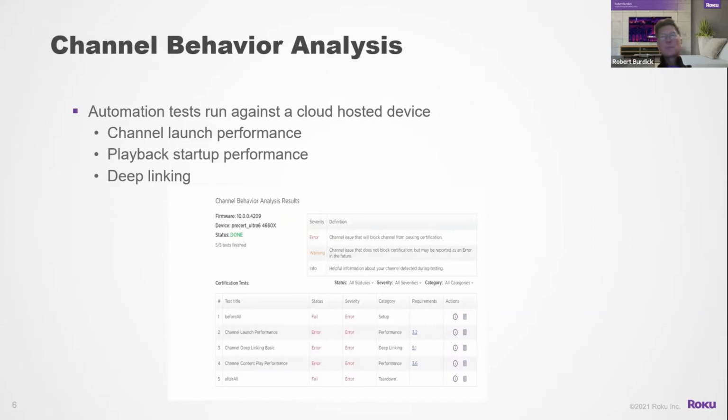So now you submit a channel, and we can do things like run your channel on a cloud-based Roku device to check for things like channel launch performance time, or how long does it take for content playback to start in your channel. Another really important feature that we support is checking for deep linking compliance. All of these things now supplement the static analysis functionality that we have on the platform.